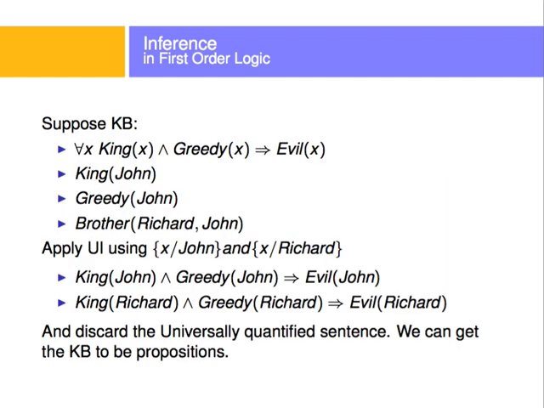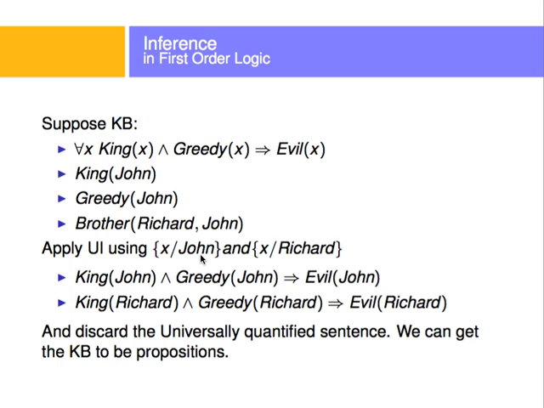All right, so let's suppose we have a knowledge base that says this. For all x such that x is king and x is greedy, then x is evil. We know that John is king and John is greedy, and we know that Richard is the brother of John. Now we will apply the universal instantiation using all possible x's that we know, x is John and x is Richard. Because it says for all x, if x is king and x is greedy, then x is evil, we're going to apply all x's.